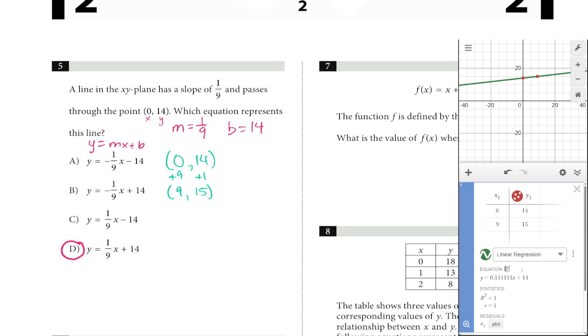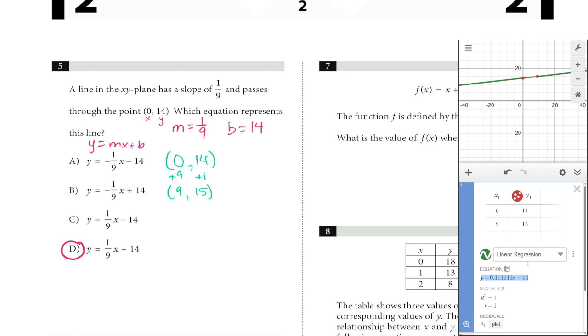Now, what's the annoying thing with Desmos? It will give us the answer as a decimal, but we can see here that we have our equation. It's y equals 0.111111x. So it's definitely positive. So I could just look at the answers and realize it's either C or D, because those are the only ones that have positive slopes. And then it should be plus 14, which again is D.